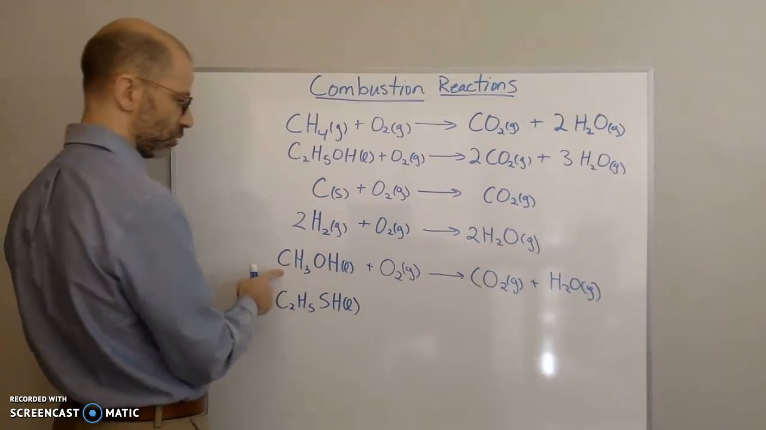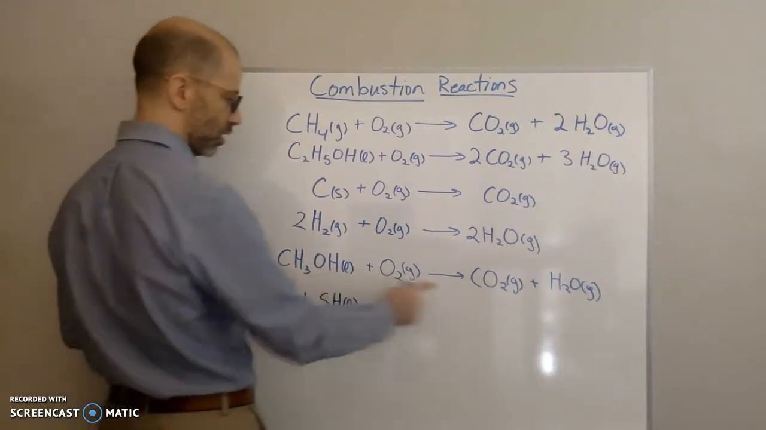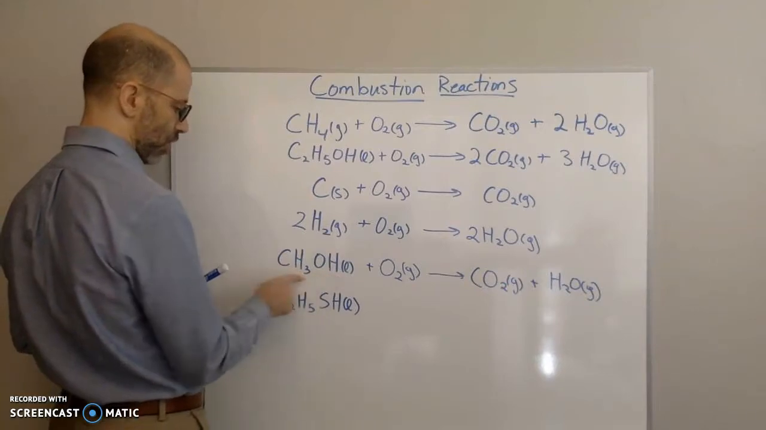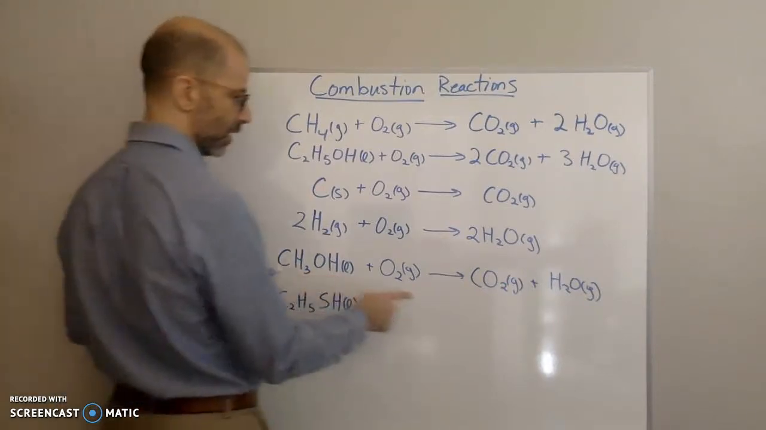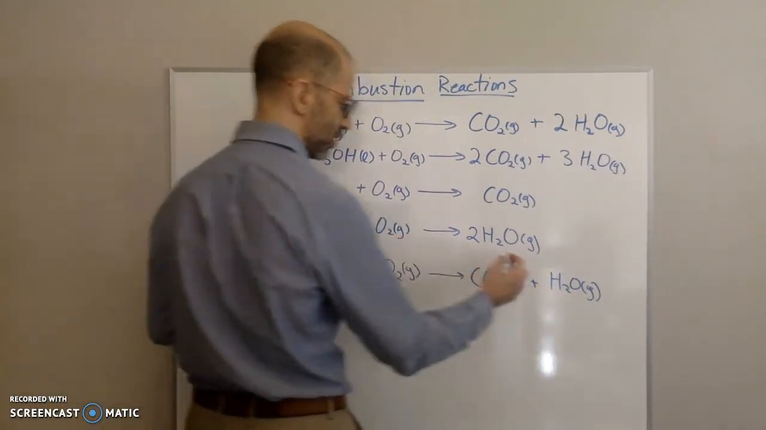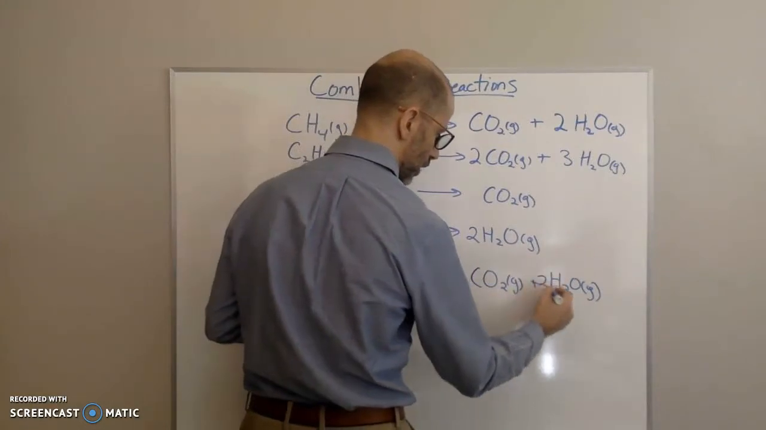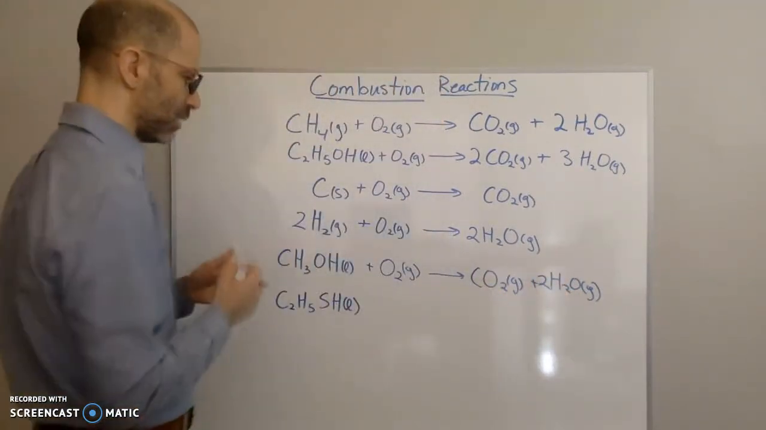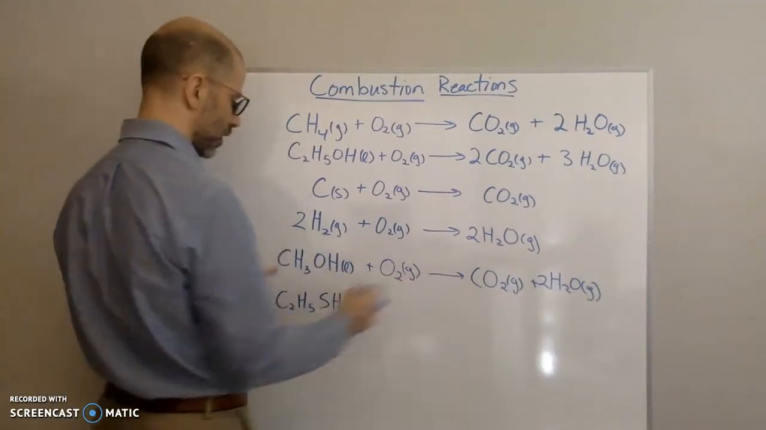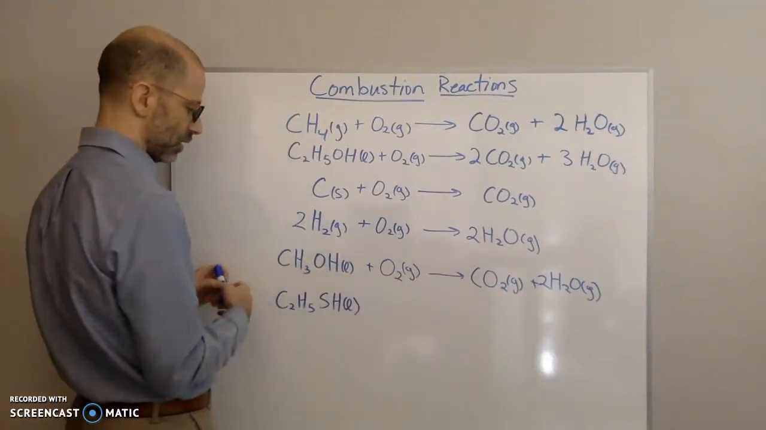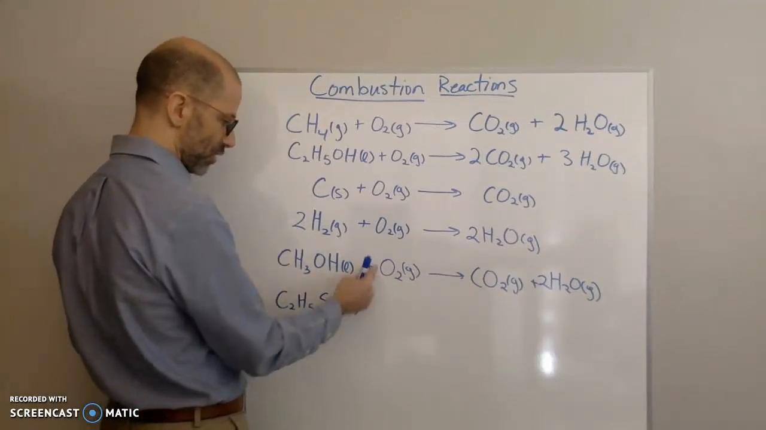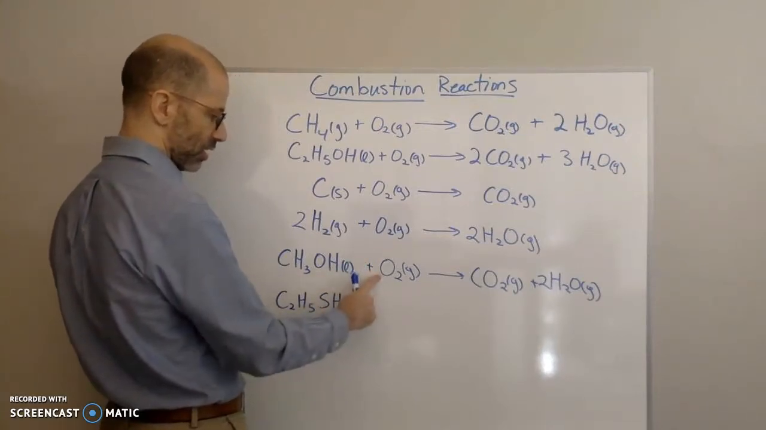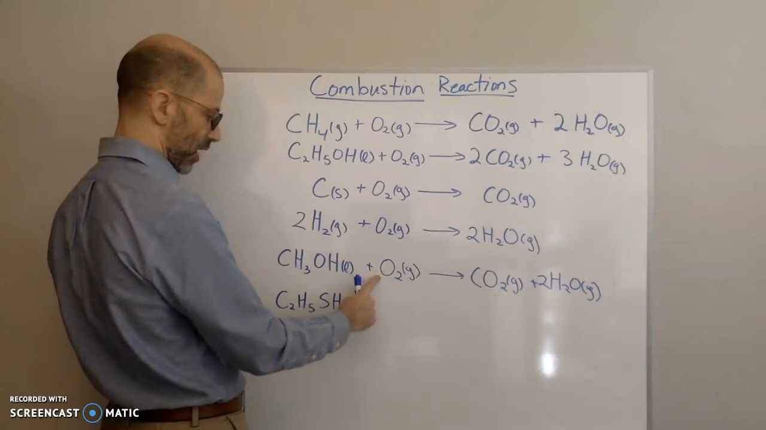So we'll start with carbon. Carbon is 1 and 1, so that's already balanced. For hydrogen, I have 4 hydrogens here and 2 hydrogens there, so I'm going to put a 2 here. 2 times 2 is 4, so now I have 4 and 4, so that's balanced. My carbons are still balanced. Now the last one is oxygen, so I'm going to balance the oxygen by playing around with the coefficient for the free element.